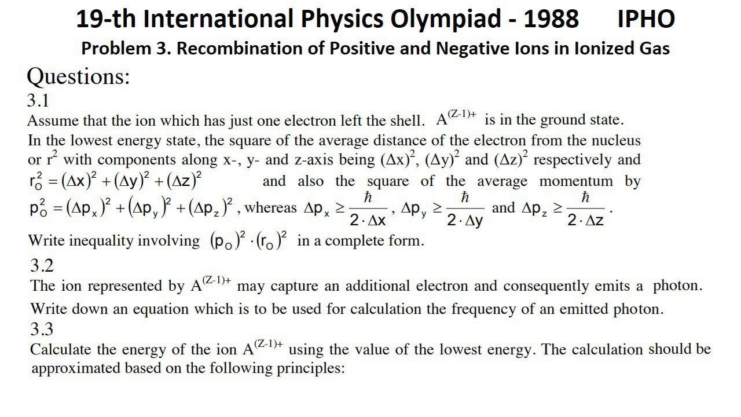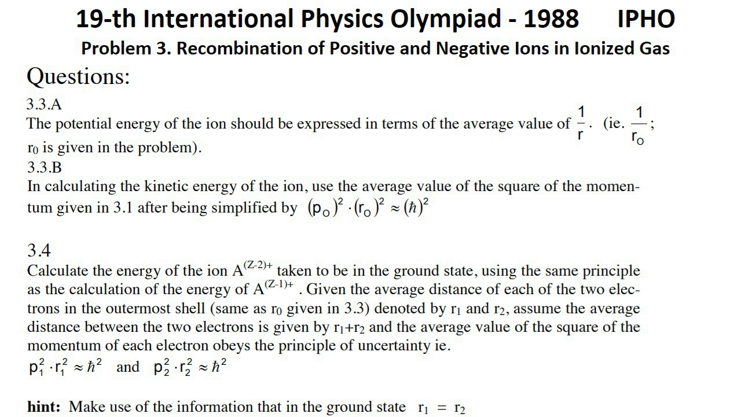The calculation should be approximated based on the following principles. 3a. The potential energy of the ion should be expressed in terms of the average value of 1 over r, that is 1 over r0, where r0 is given in the problem. 3b. In calculating the kinetic energy of the ion, use the average value of the square of the momentum given in 3.1 after being simplified by p0 square r0 square approximately equal Planck constant square.